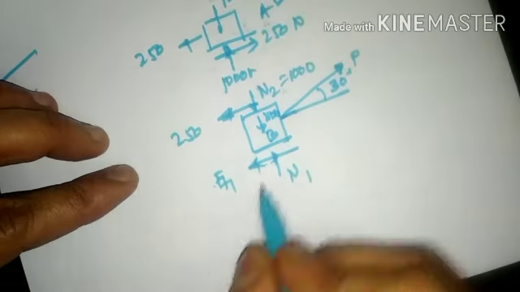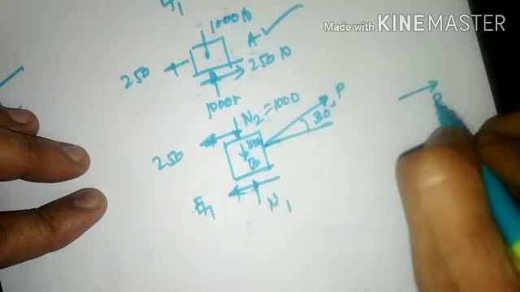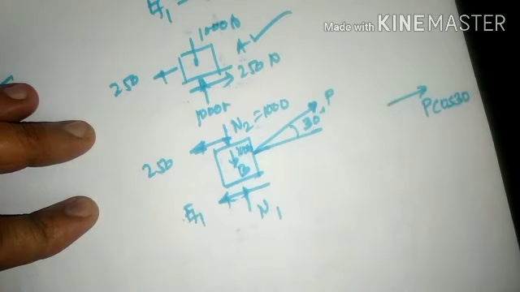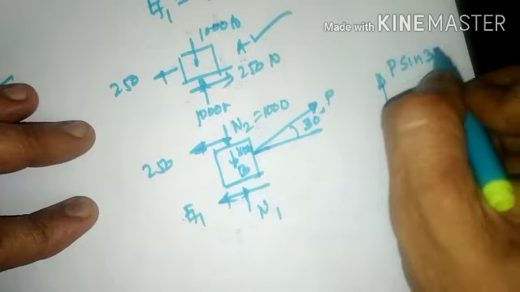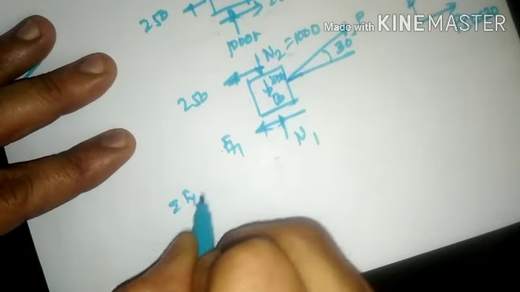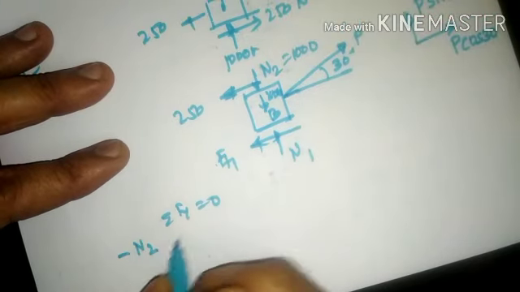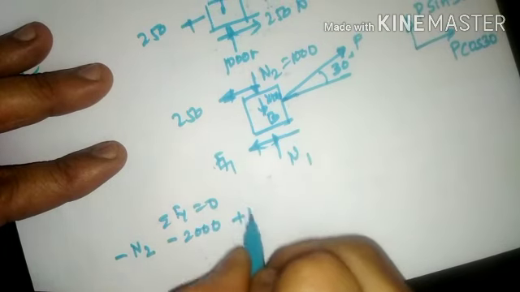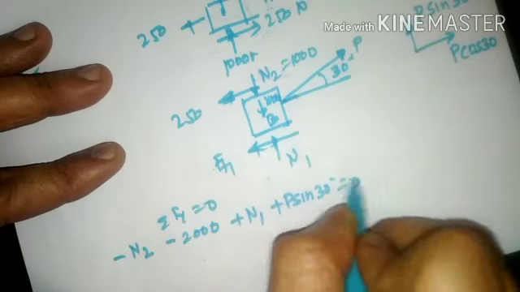Now if I want to find the solution for this, P has to be resolved. Along the horizontal direction, P will be P cos 30 degrees, and along the vertical direction it will be P sin 30 degrees. Now I will apply summation Fy equal to 0. Minus N2 minus 2000 plus N1 plus P sin 30, that is equal to 0.